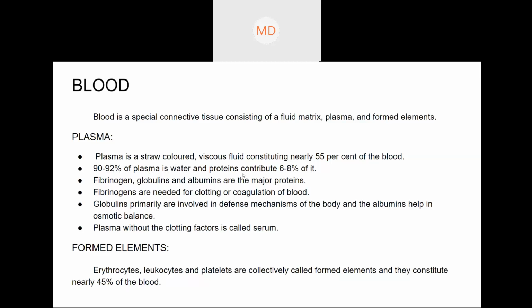Okay, and there are also proteins with it. That is 6 to 8%. Then among the proteins there are three types of proteins. This is important. Three types of proteins are there in plasma. That is fibrinogen, globulins, and albumin. Those are fibrinogen, globulins, and albumin.